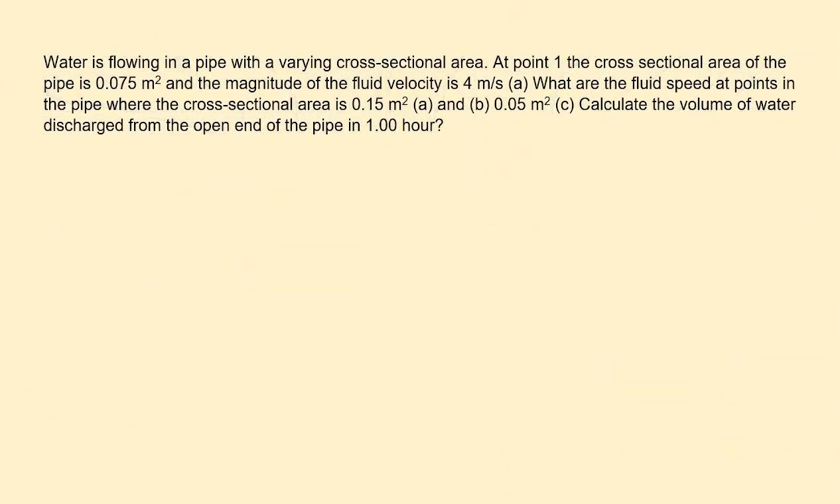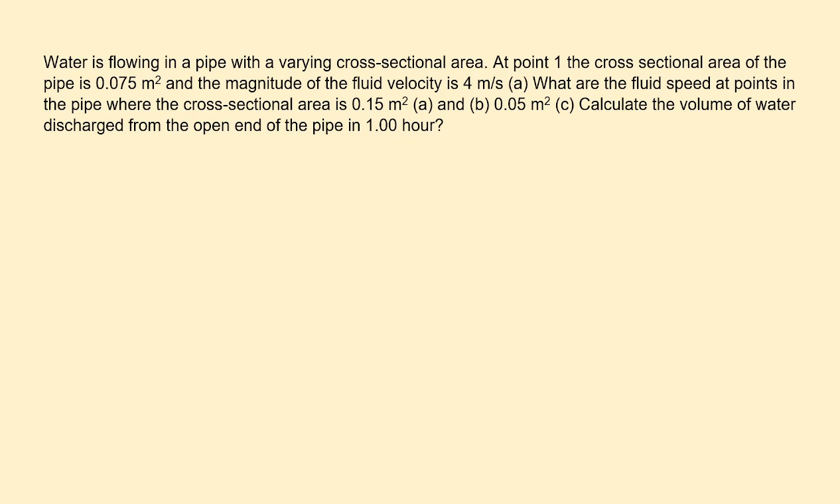Dear students, in this section, we are going to do some problems related with the equation of continuity. The first one: water is flowing in a pipe with a varying cross-sectional area. At point 1, the cross-sectional area of the pipe is 0.05 meter square and the magnitude of the fluid velocity is 4 meter per second.